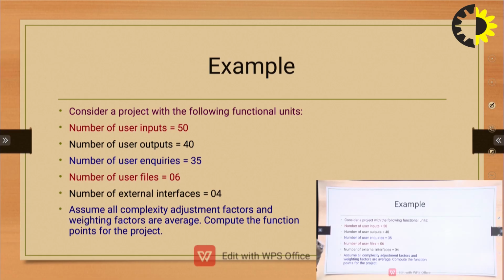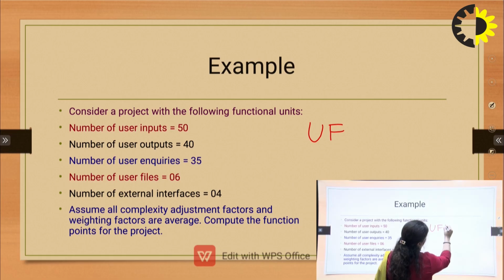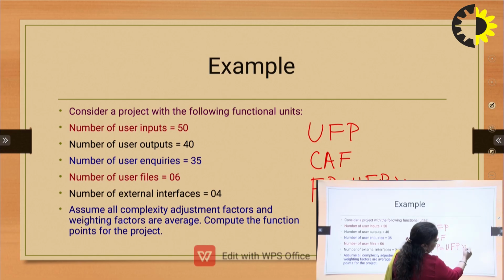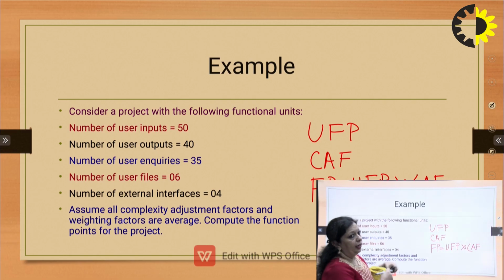So now we'll come to this part, how to do all these things. Like we have already seen, I have to first calculate my unadjusted function point, then I have to calculate my CAF, which has a standard formula, then I have to calculate my FP, which is nothing but UFP multiplied by CAF. So let's see how to do it and apply it in a particular question.